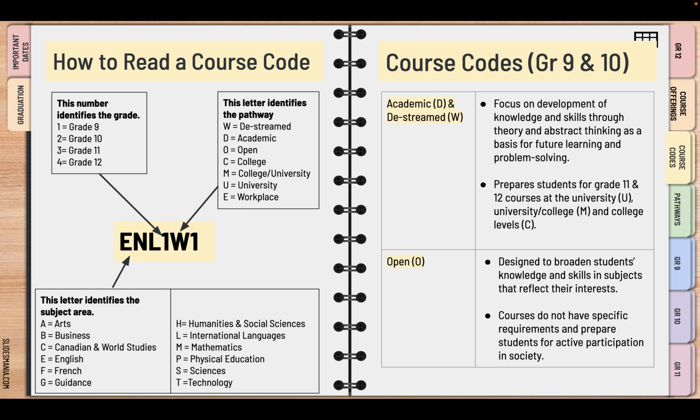Now, when you are choosing courses for grade 9 or grade 10, so when you are choosing courses for grade 10, you don't have to think too much about the pathways. Almost all of the courses are either academic or D-streamed, D or W pathways, or open. And that means you are able to take them as long as you have passed the previous year's course.